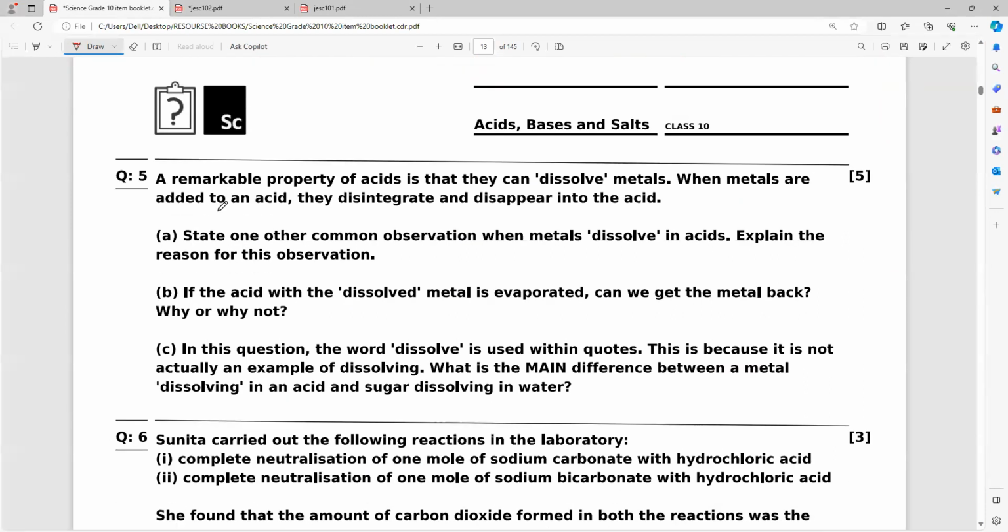Next question. A remarkable property of acids is that they can dissolve metals. When metals are added to an acid, they disintegrate and disappear into the acid. Now, state one other common observation when metals dissolve in acids. Explain the reason for this observation. Anybody? Many observations you can write, but the most popular observation, everyone.